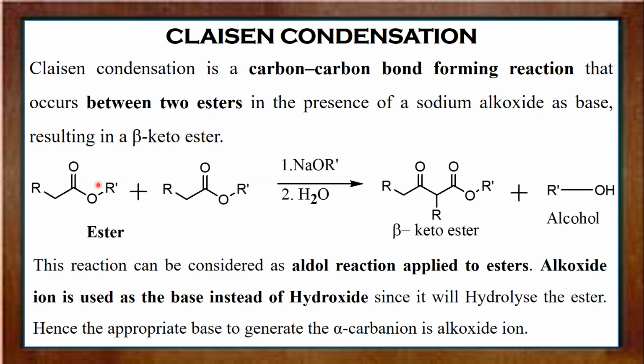So with an ester with alpha hydrogen, we add sodium alkoxide. This sodium alkoxide generates a carbanion in the alpha position of the carbonyl group. It is very similar to the first step of aldol condensation, generation of enolate, and that reacts with another ester molecule resulting in the formation of beta keto ester.